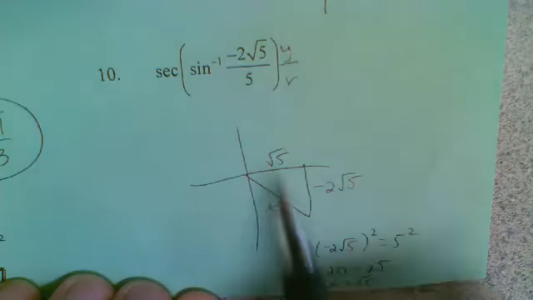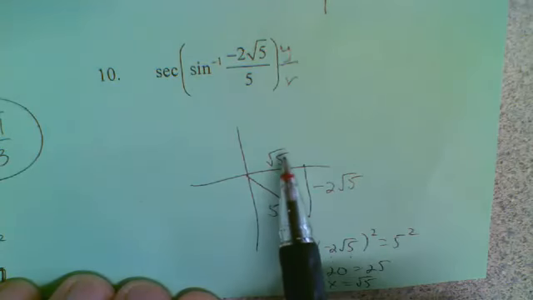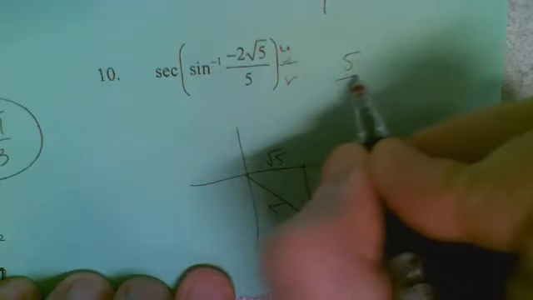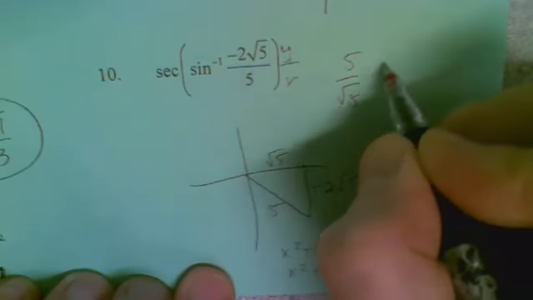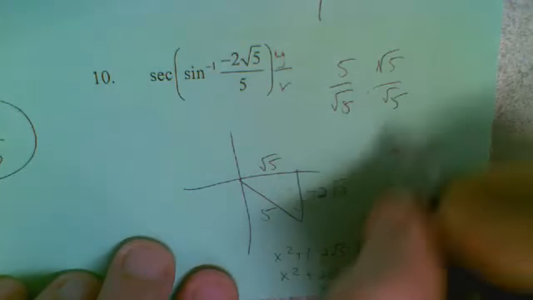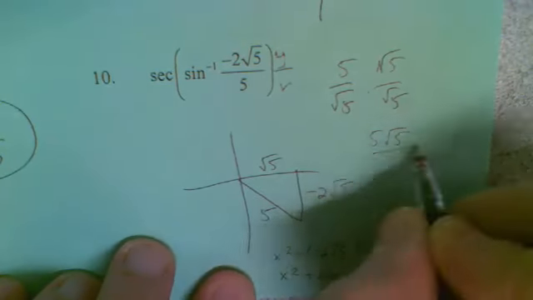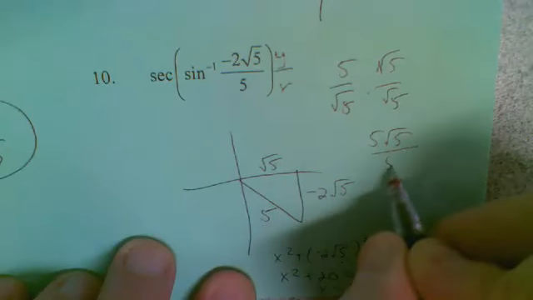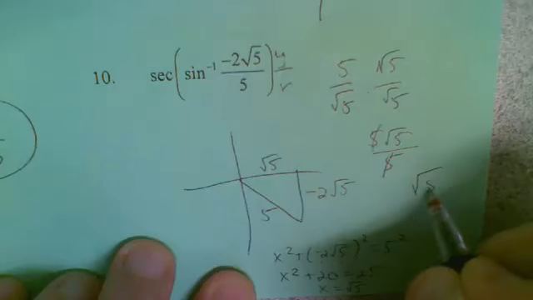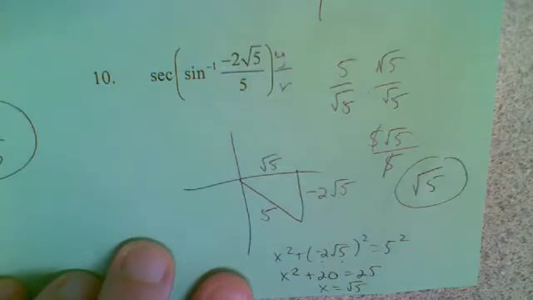So the question is, what's the secant of that angle? Secant's reciprocal. Cosine is radical 5 over 5. So secant is 5 over radical 5. And then I need to rationalize. Multiply by radical 5 over radical 5. I'm going to get 5 radical 5 on the top. In the denominator, I'm going to get 5, because I get the square root of 25. The 5's cancel, so I'm left with radical 5.